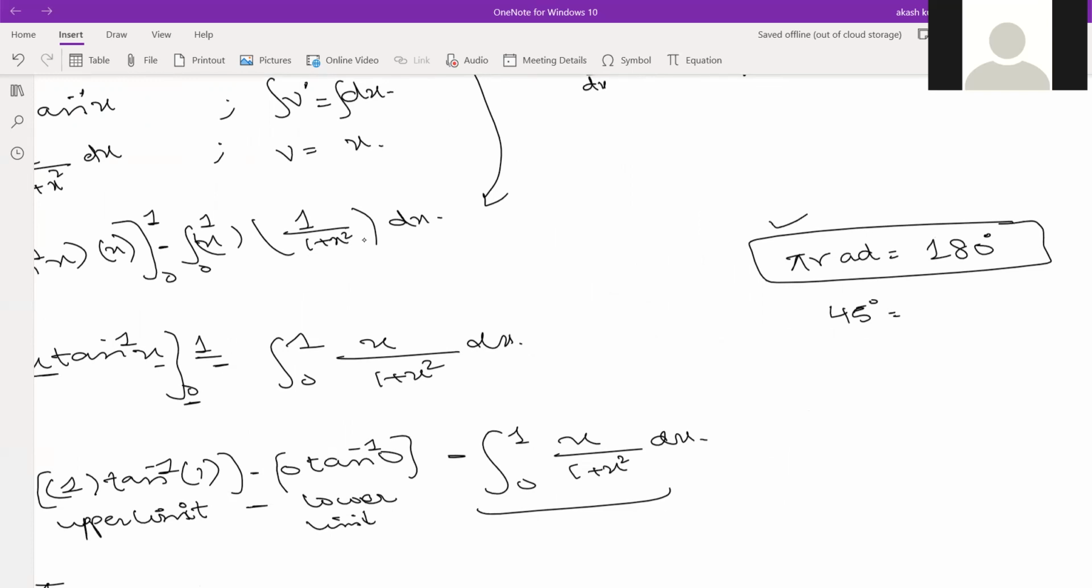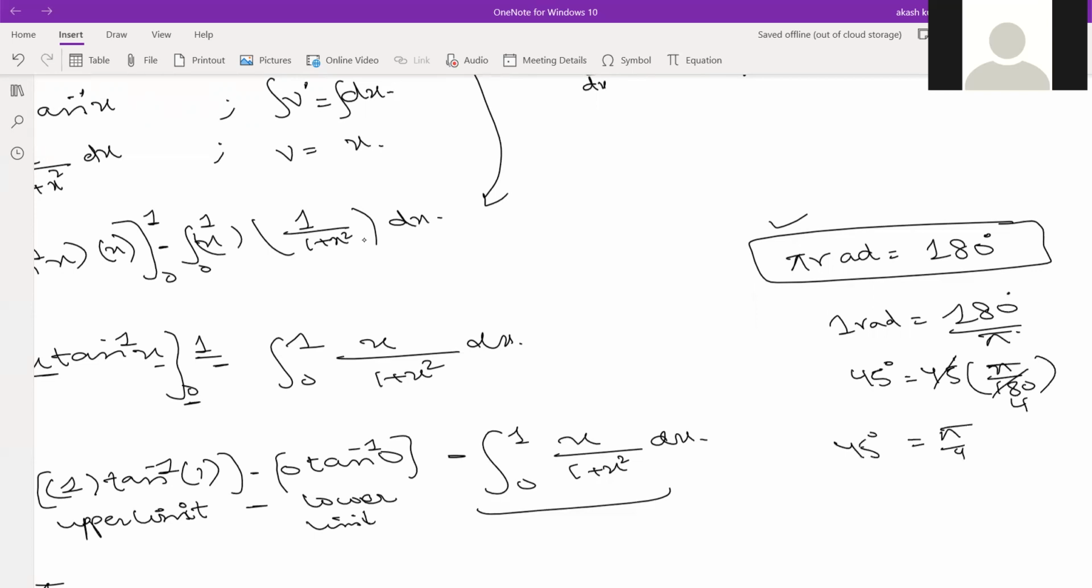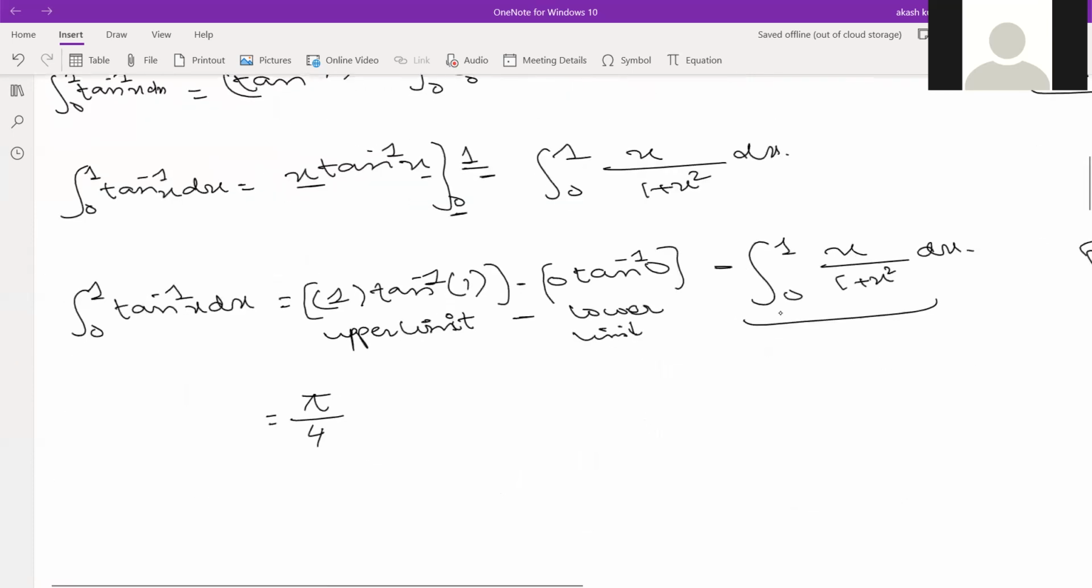1 radian will be 180 divided by pi. And we have 45 degrees. 45 goes into 180, 4 times, so we got pi by 4. Is it clear? Yes.